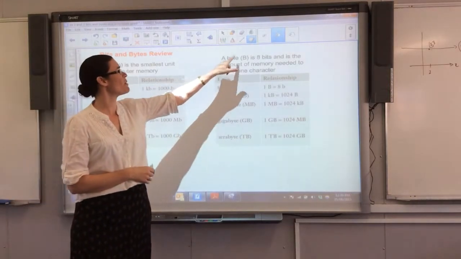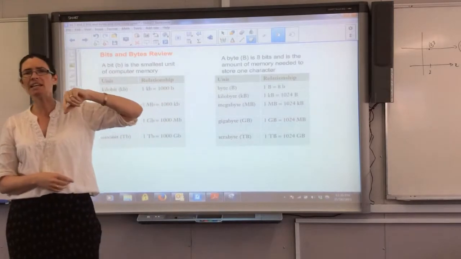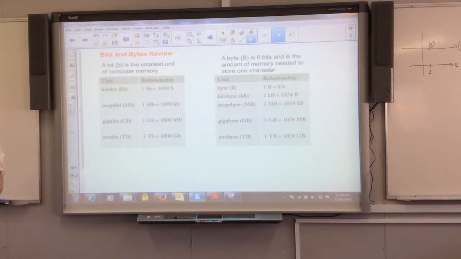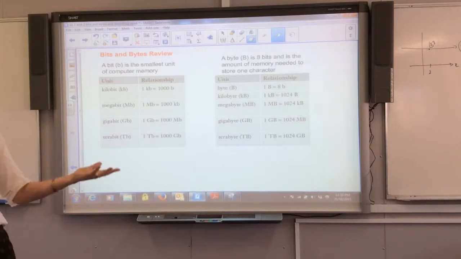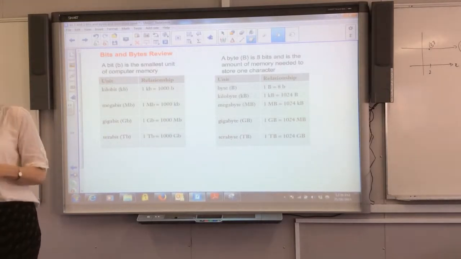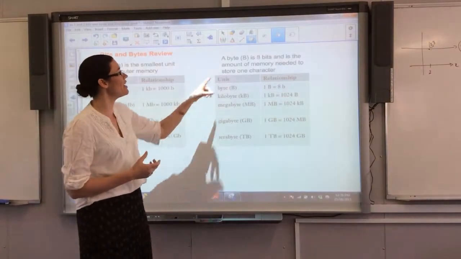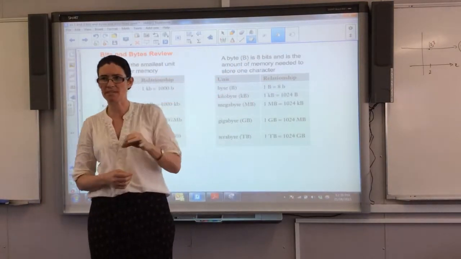A byte is represented by an uppercase B, and it's made up of 8 bits. You need 8 bits to store one character, like a letter F, or an exclamation mark, or a comma. Every character is stored with 8 bits.